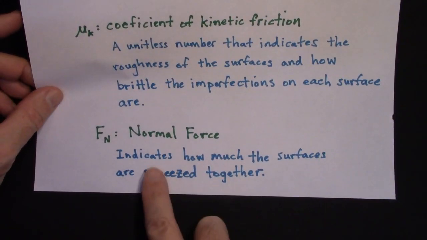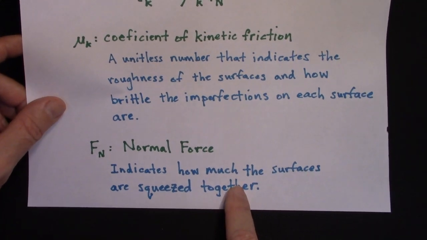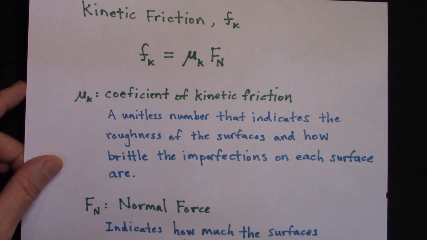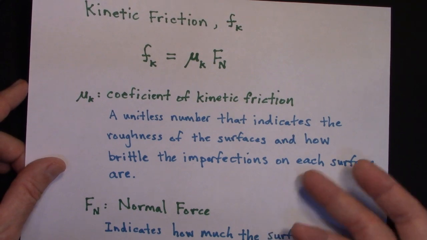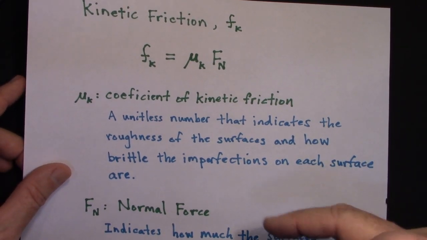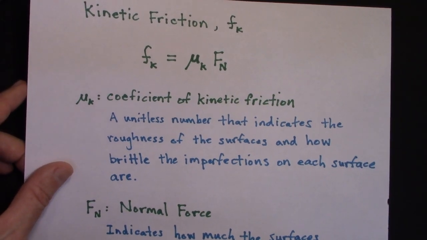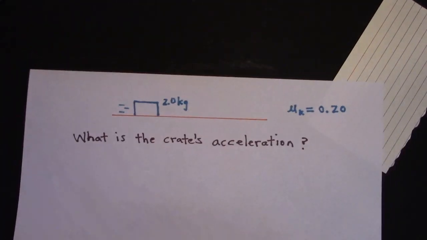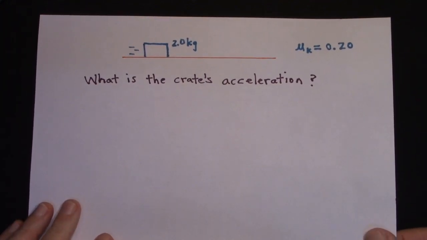So the normal force indicates how much force the surfaces are squeezed together with. There are always two normal forces when you have two surfaces, but you only use one of them. The other one will be the exact same normal force, but in the opposite direction. Newton's third law. Okay, so let's see how this applies to a really basic problem. I'm already at 12 minutes, so let's get this done here.